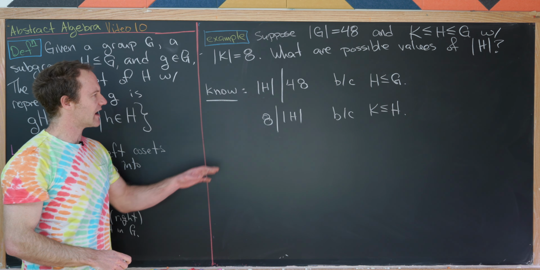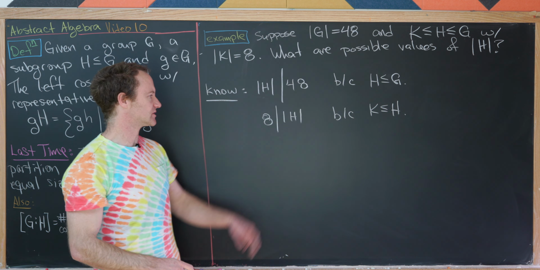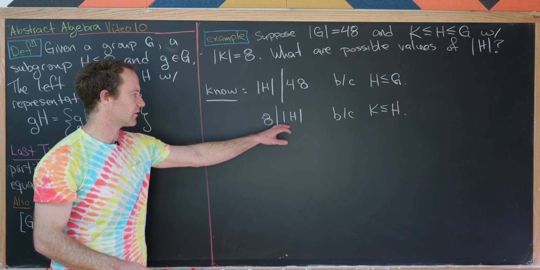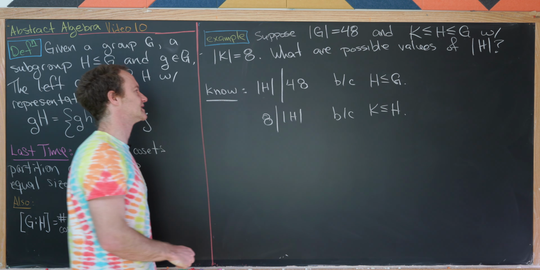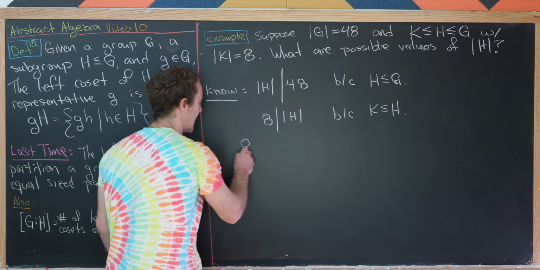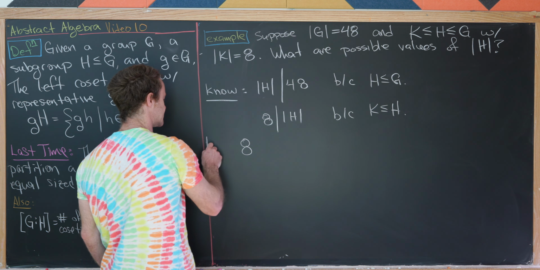So what do we have here? We have the order of H is a divisor of 48, and the order of H is a multiple of 8. And now let's work through this as follows. Let's take 8, which is the order of K, so let's write that here.